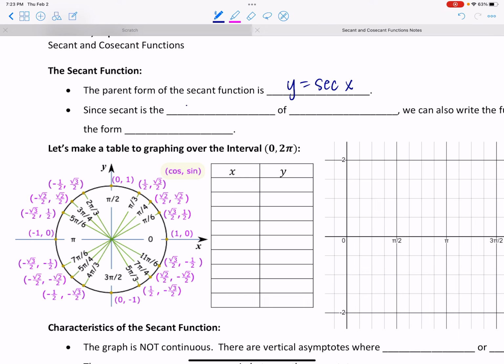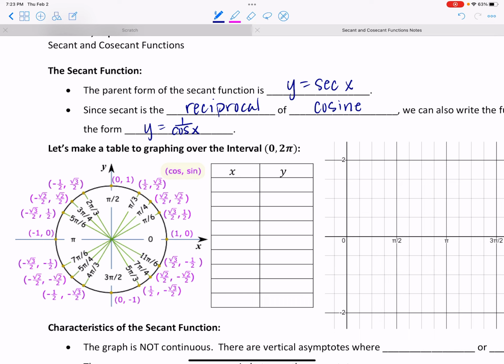Secant is just the reciprocal of one of our other trig functions. Hopefully in your head you're thinking to yourself, oh, yep, I remember, secant is the reciprocal of cosine. So since the secant is a reciprocal of cosine, we could also write it in the form 1 over the cosine of x. And in fact, if we were to put both of those functions in the calculator, we would see the same graph twice.